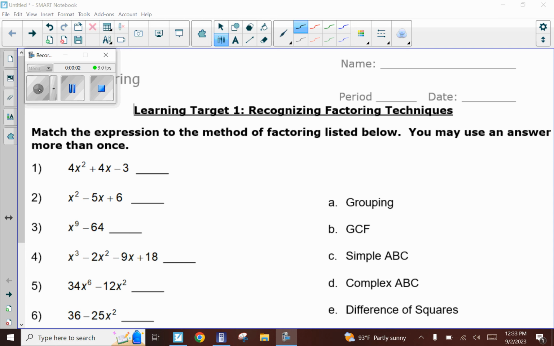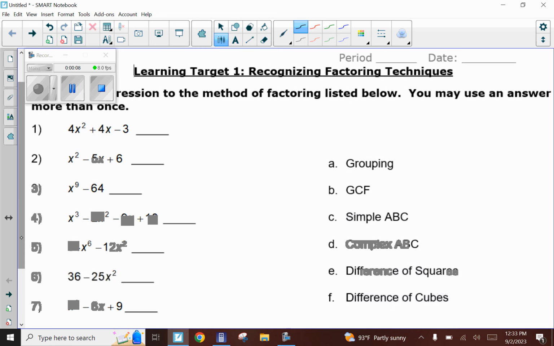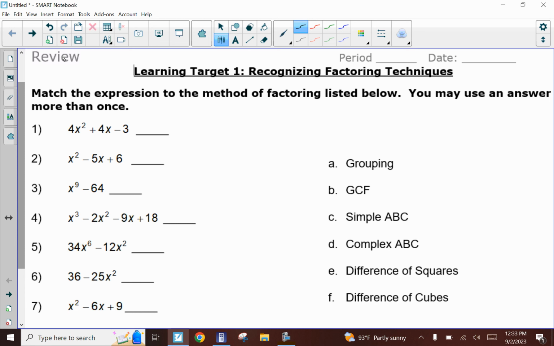Okay, so for the first learning target, you just have to recognize the type of factoring technique. You don't actually have to factor it, you just have to find which type of factoring technique you would use on it. So first thing I would do is notice how some of the problems have either 3 terms, 4 terms, or 2 terms.